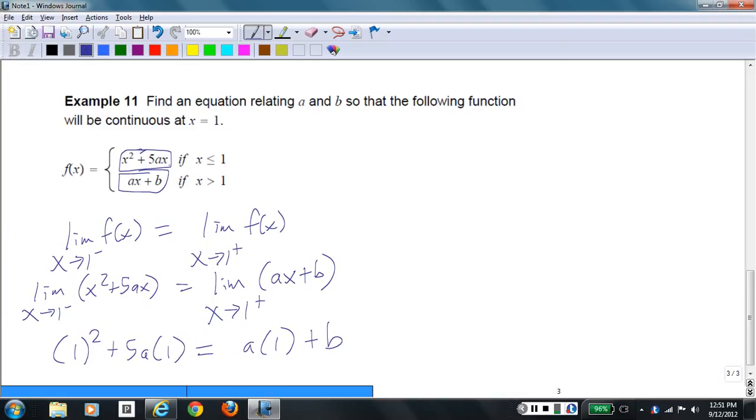And we're not going to be able to single out a particular value of a or a particular value of b, because we have two unknowns but just the one equation. There's no other constraint on this. So just simplify: 1 plus 5a equals a plus b. Whichever might be easier, solve for a in terms of b or solve for b in terms of a. I'm thinking, since we have b almost by itself, it would be easier to solve for b in terms of a. So I'm going to subtract a from both sides to get 1 plus 4a equals b.